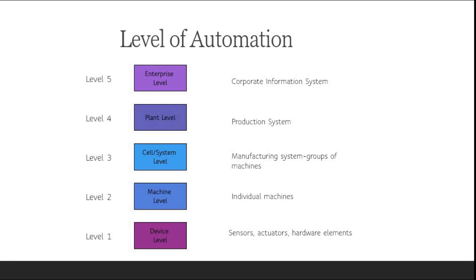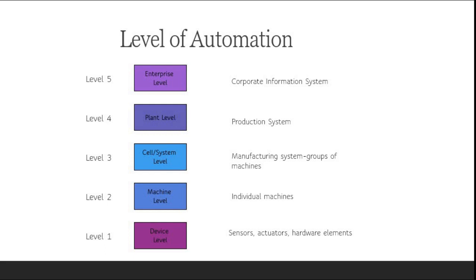The first level is what we call device level. This is the lowest level in our automation hierarchy. It includes the actuators, sensors, and other hardware components that comprise the machine level. The devices are combined into individual control loops of the machine. For example, the feedback control loop in the axis of a CNC machine or in a joint of an industrial robot.